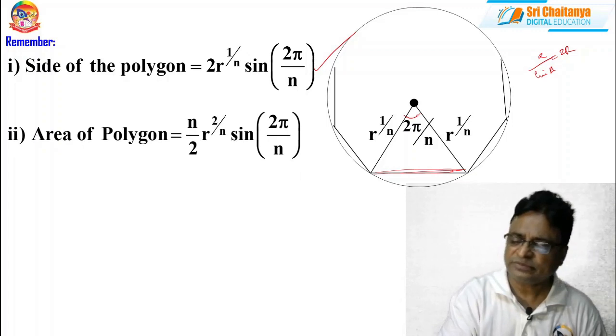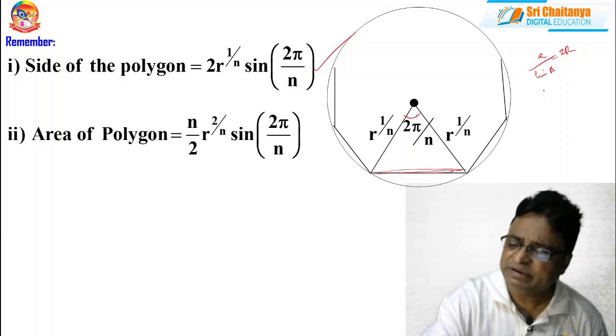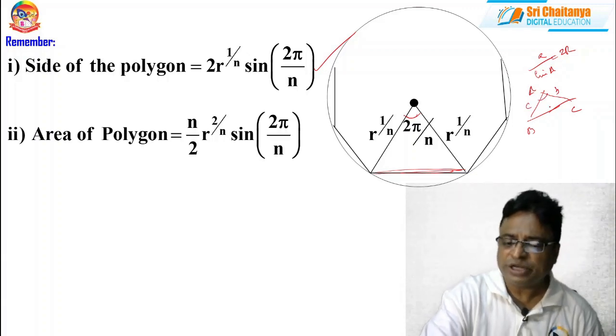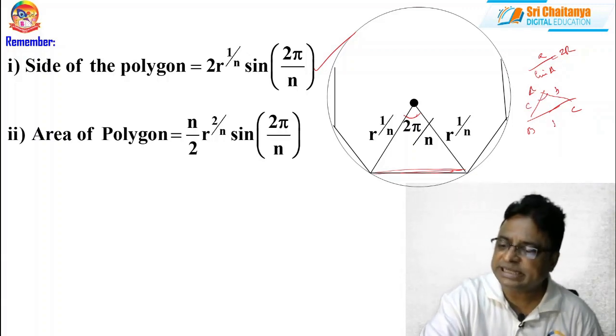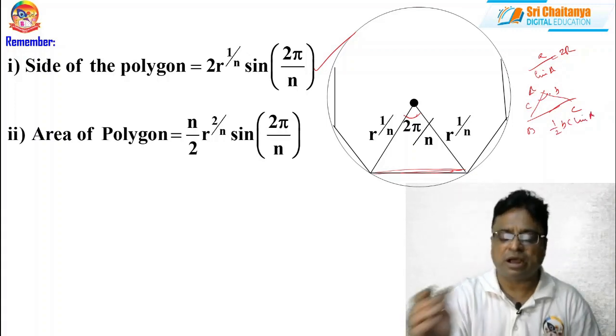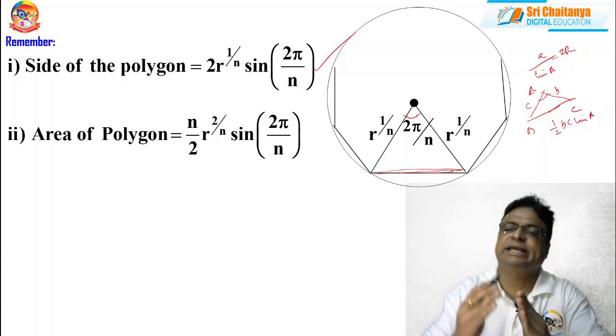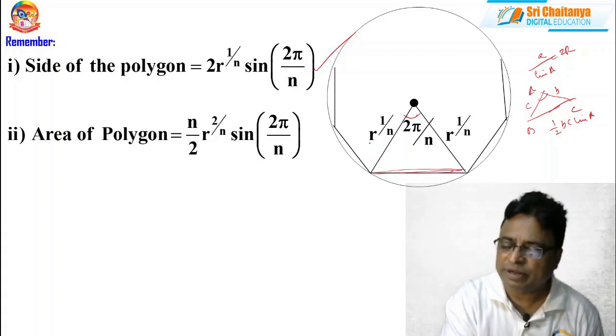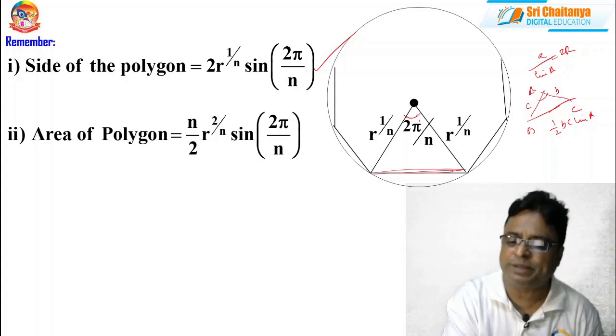And moreover, suppose a triangle ABC is given to you, and you know the sides of the triangle, like this is b, this is c, and this is angle A. Then what is the formula of area? Half bc sin A. That means half into the product of the two sides into the sine of the angle between the sides. Similarly, here it is half into r power 1 by n into r power 1 by n into sine of 2 pi by n.